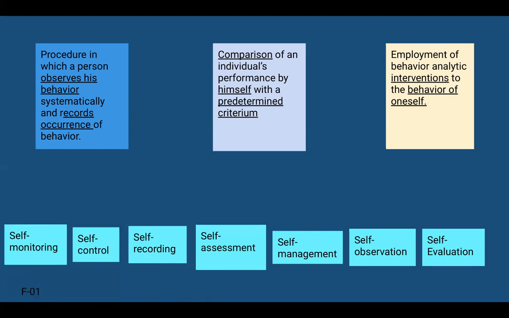What was it? I'm sorry. Which one? You said, I think one of you said that one goes with self-monitoring. Self-monitoring. So the second one is self-evaluation, comparison of an individual's performance by himself with a predetermined criterion, self-evaluation. Oh, okay. I didn't get a chance to read that. It's okay. We're here to learn it.